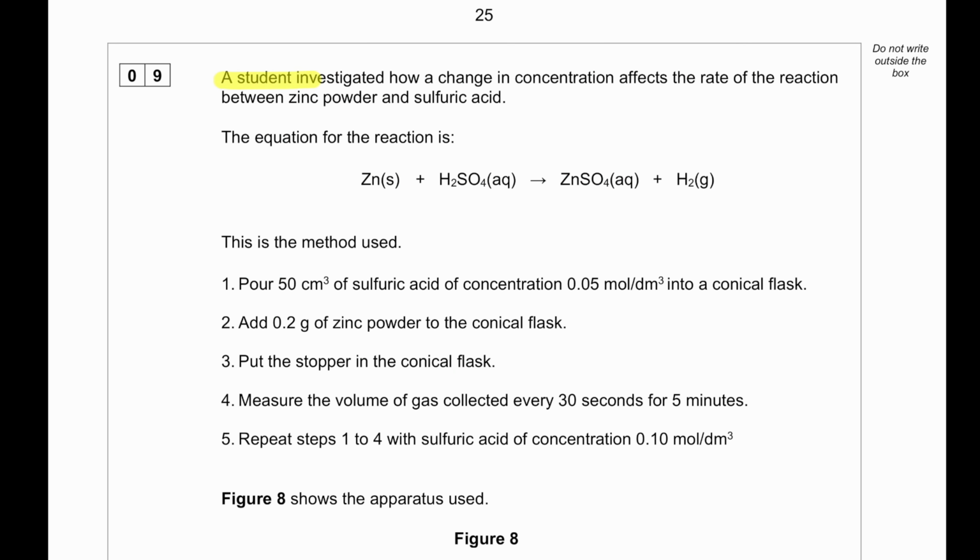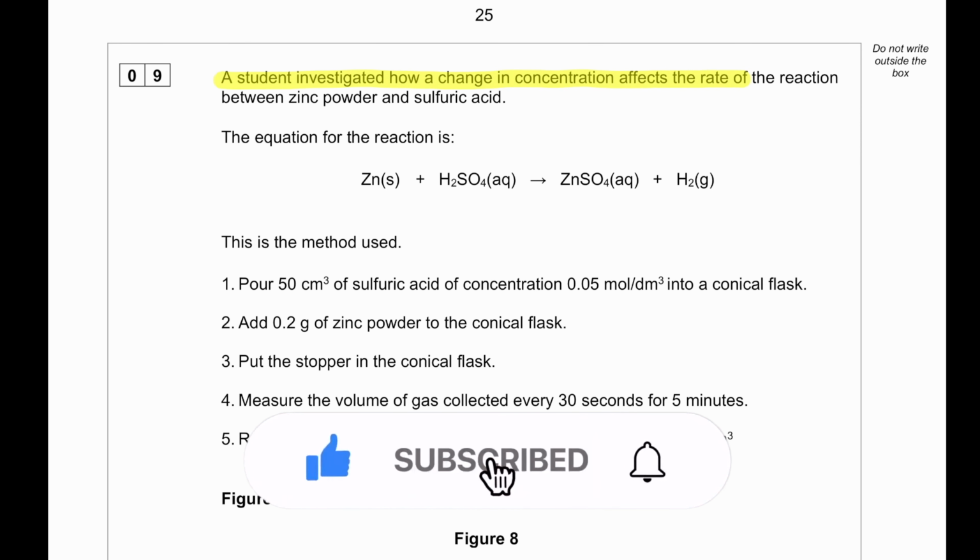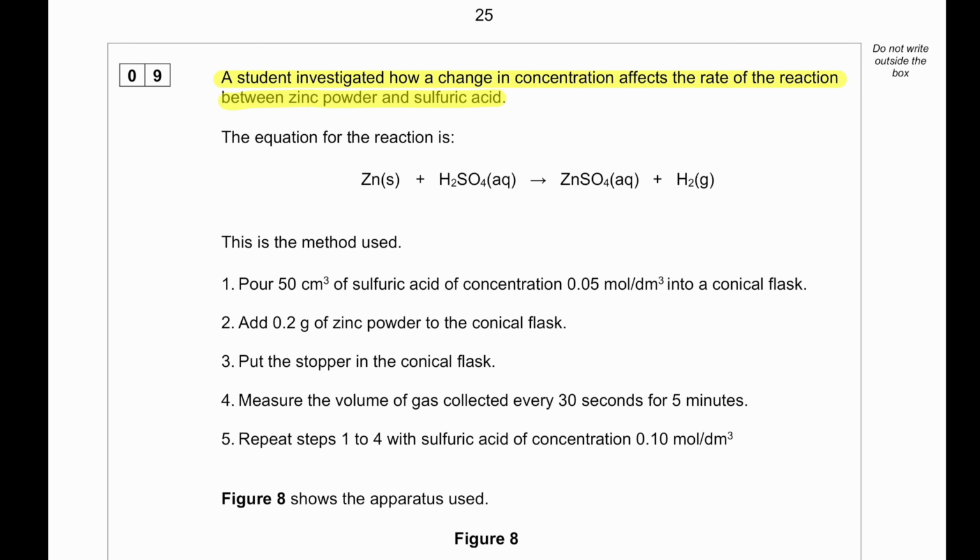A student investigated how a change in concentration affects the rate of reaction between zinc powder and sulfuric acid. So zinc solid is reacted with sulfuric acid to produce zinc sulfate and hydrogen as a gas. Put 50 cm³ of sulfuric acid of concentration 0.05 mole per dm³ into a conical flask. Add 0.2 grams of zinc powder to the conical flask.